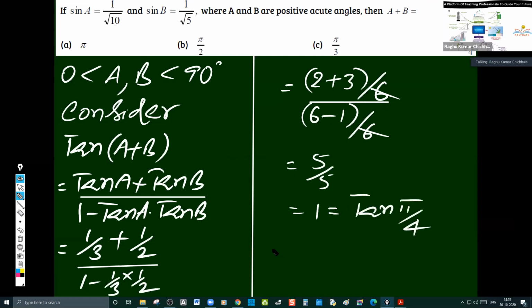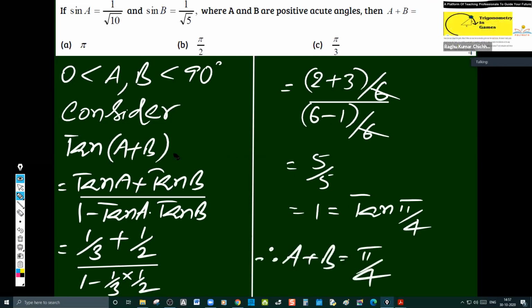Therefore, remove tan on both sides. This is tan of A plus B we started with. Tan of A plus B is equal to tan pi by 4. Remove tan on both sides. You'll get A plus B is equal to pi by 4. Done, please. I think it's clear for you. This is pi by 4, option D.